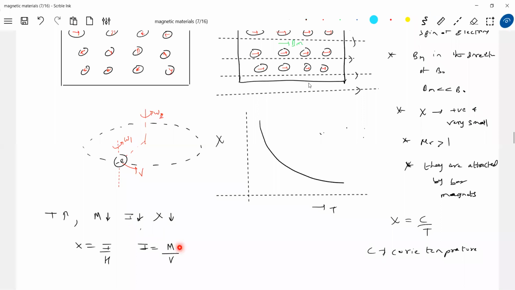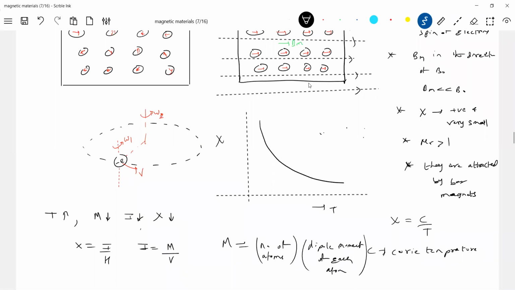I think all are interrelated. And what is this M? M depends on what? Number of atoms into dipole moment of each atom. What is M? What you can write: number of atoms or dipoles into the dipole moment of each atom. I think in numericals, you are supposed to think in this way.